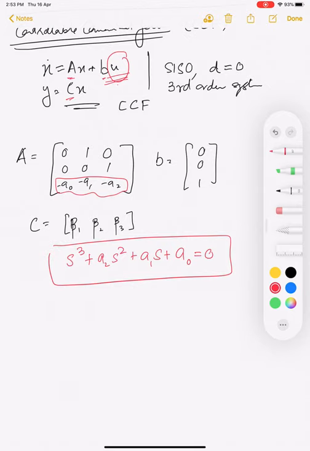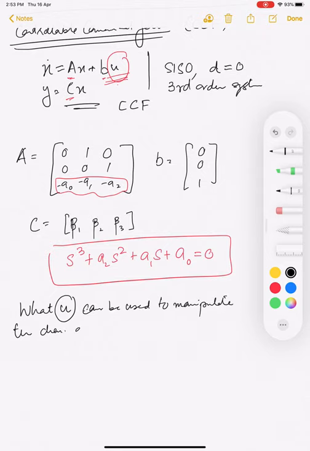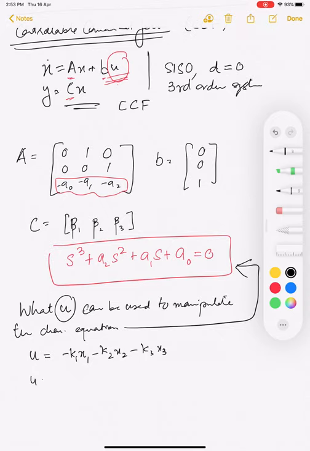So the question is, what U, the input, can be used to manipulate the characteristic equation, which in this case is this, right? So let me take a very simple U and see whether that helps in manipulating the characteristic equation. Let us take a U which is given by a linear combination of the states. So the U that I want to take is minus k1 x1 minus k2 x2 minus k3 x3, or in other words, U is minus k1 k2 k3 x, where x is the state vector x1 x2 x3.